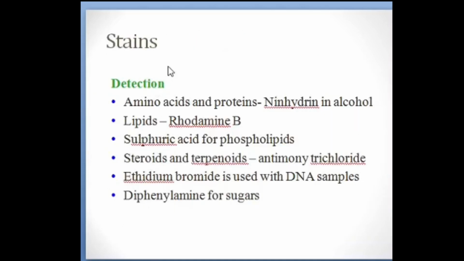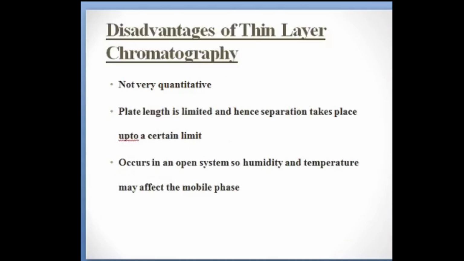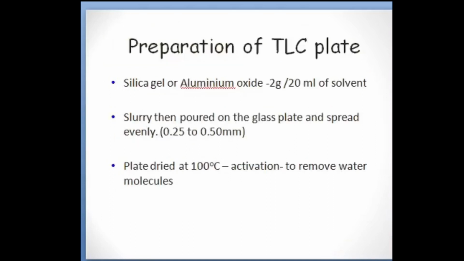So what are the various stains that we use? In case of amino acids and proteins, we use ninhydrin in alcohol. Then in case of lipids, we use rhodamine. In case of phospholipids, we use sulfuric acid. In case of steroids and terpenoids, we use antimony trichloride. Then ethidium bromide we use with DNA samples. And for sugars and carbohydrates, we use diphenylamine. So that is for the planar chromatography, the paper chromatography and thin layer chromatography.